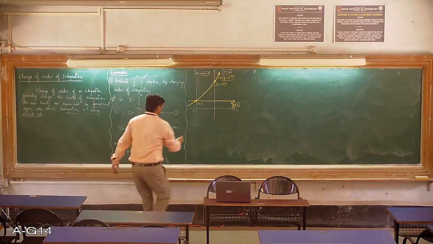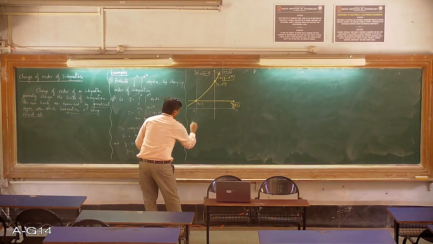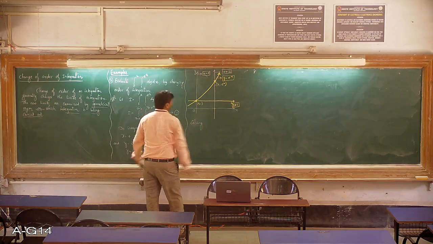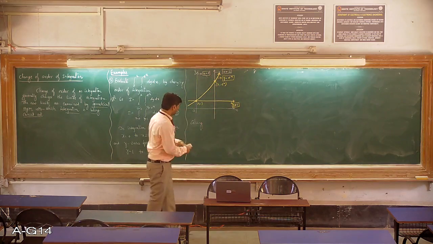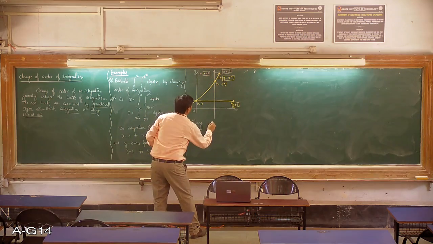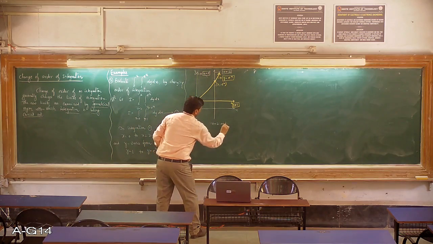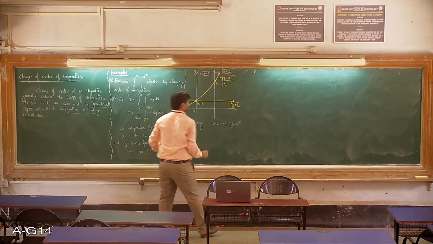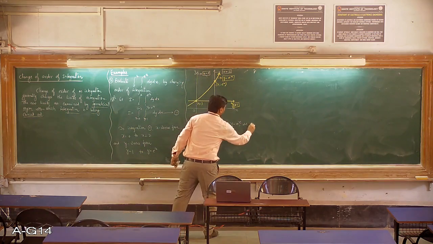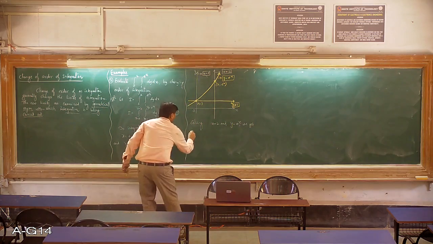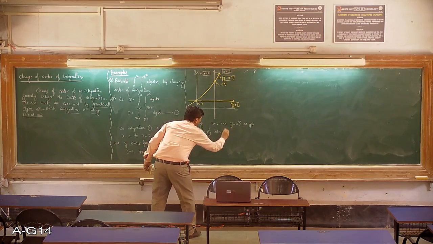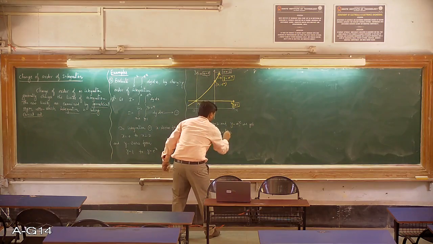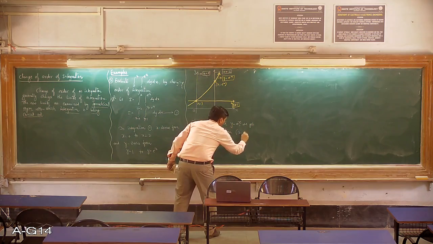So now next, we need to solve this line, this curve and this line. Solving x equals 2 and y equals e to the power x, we get a point of intersection. We get a point of intersection, that is 2 comma e square.